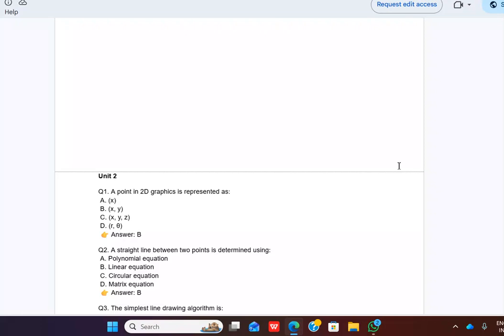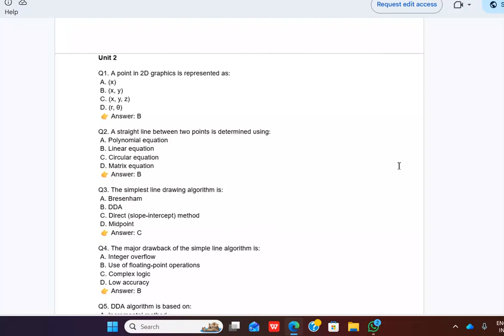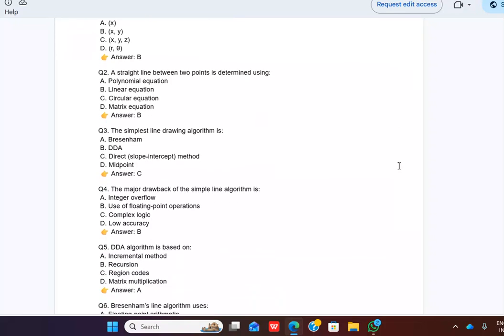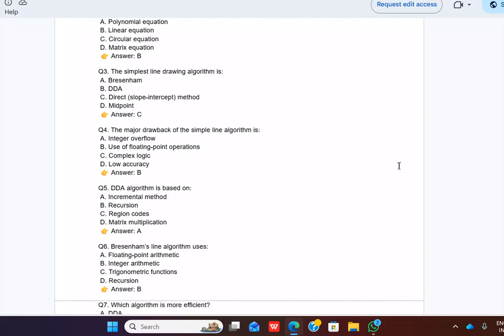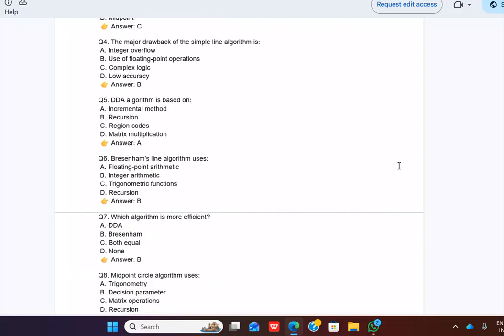Let's go forward to Unit 2. A point in 2D graphics is represented as an (x, y) pair. A straight line between two points is determined using the linear equation. The simplest line drawing algorithm is the direct slope-intercept method. The major drawback of the simple line algorithm is that it uses floating point operations. DDA algorithm uses an incremental method. Bresenham line algorithm uses integer arithmetic.